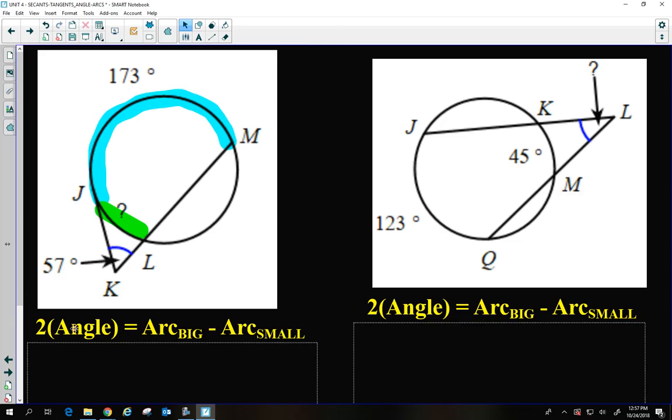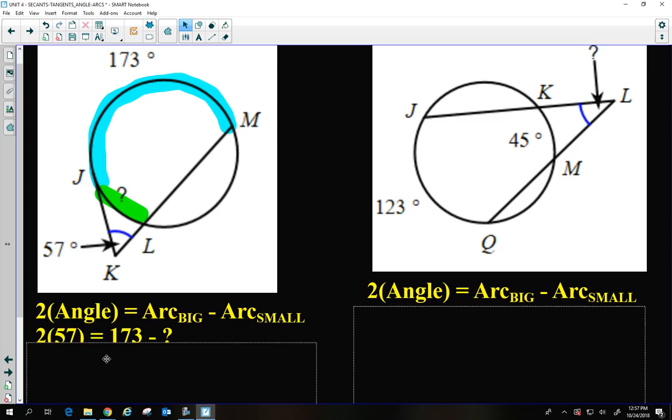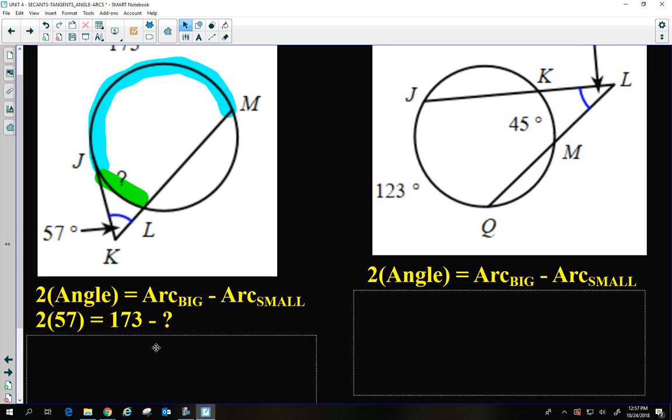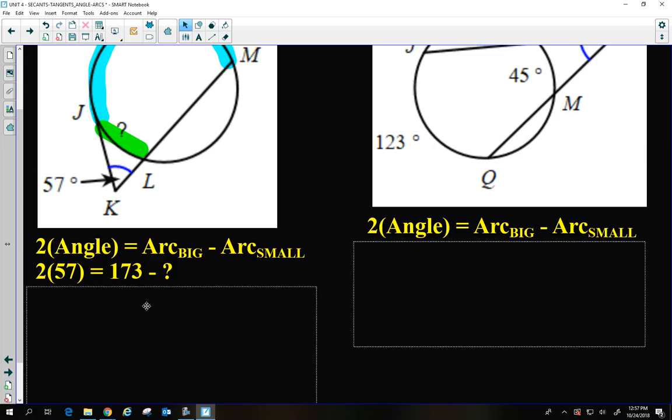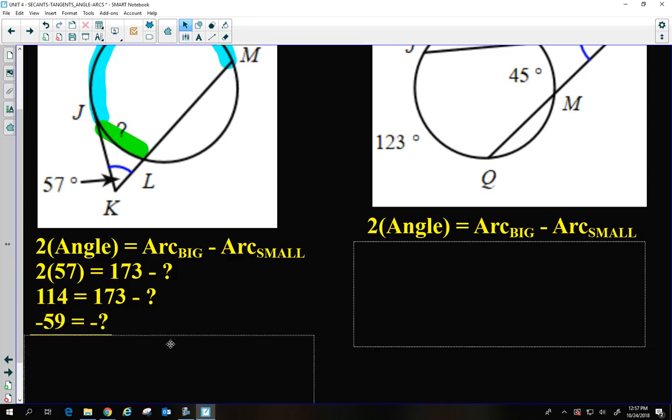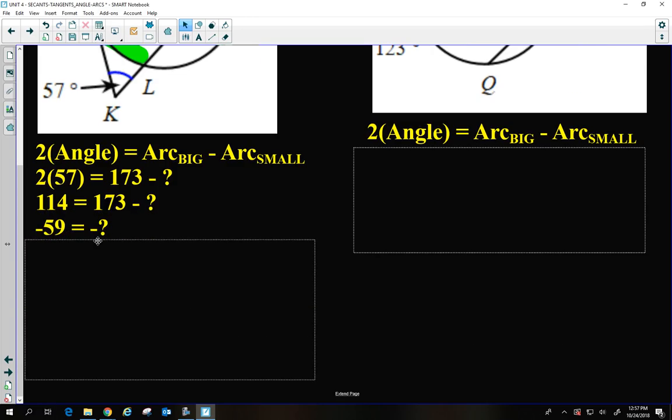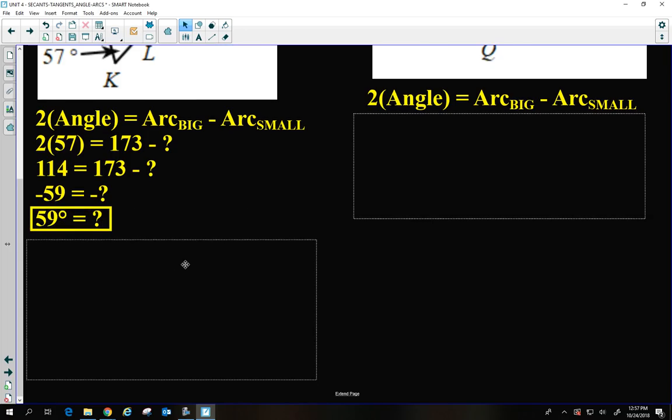So 57 goes in for angle. 173 goes in for the big arc, question mark for the small. I'll multiply 57 by 2, and then subtract 173. And to get rid of these negatives, I can just multiply them both by -1 and find out that the small arc is 59 degrees.